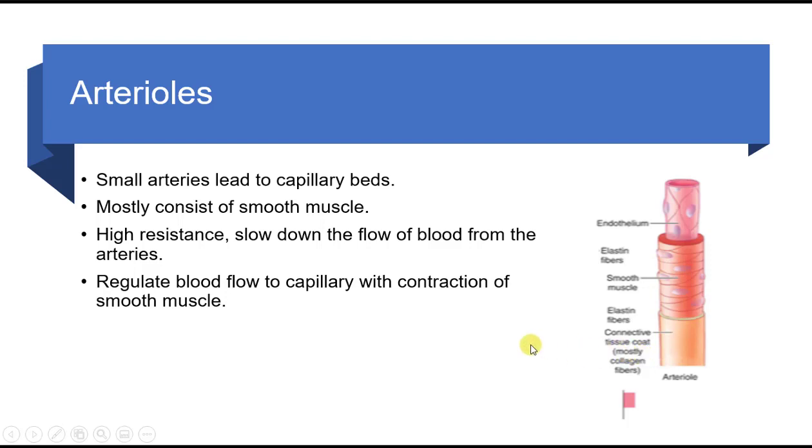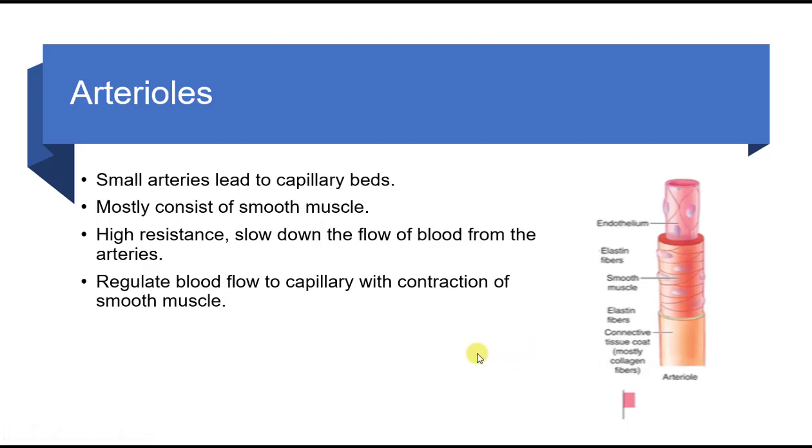Arterioles are basically the primary site of vascular resistance, and they have high resistance. They slow down the flow of blood from the arteries, and they regulate the blood flow to the capillaries with contraction of smooth muscle. So they are really important when it comes to peripheral vascular resistance.